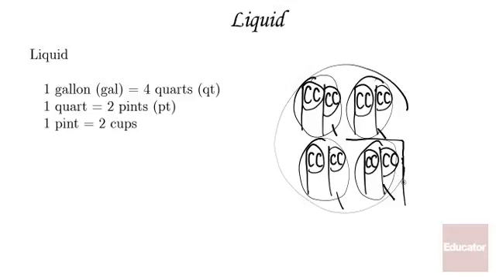Now what if I ask you how many pints are in 2 quarks? So you're going to count all the P's within 2 Q's. That's 1, 2, 3, 4. How many cups are in 1 quart? 1, 2, 3, 4. There's 4 C's in 1 Q. So you can just use this to help you when it comes to the liquid measurements.